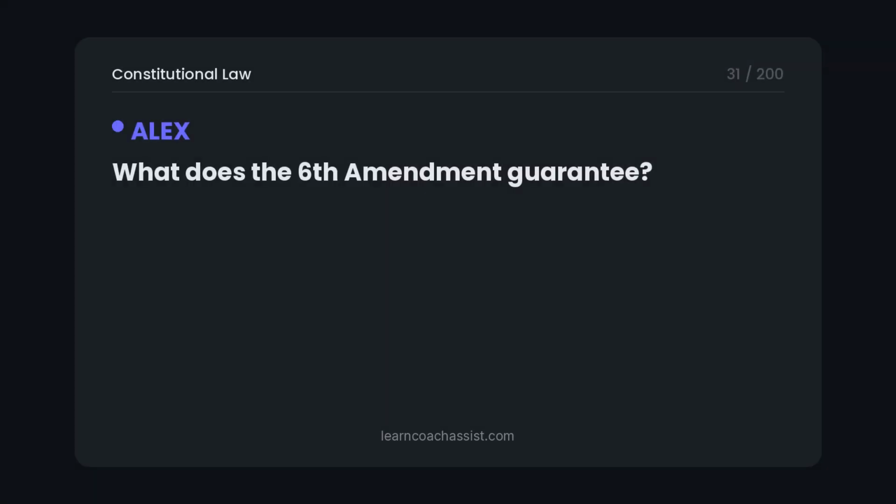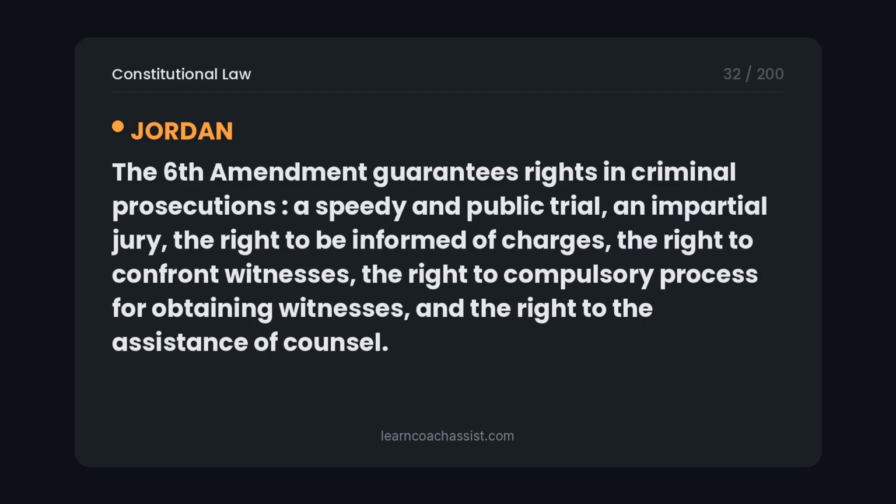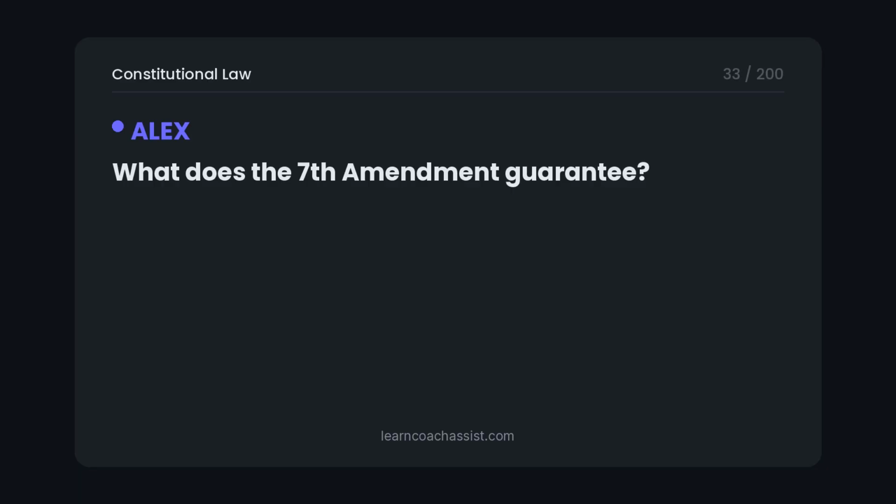What does the Sixth Amendment guarantee? The Sixth Amendment guarantees rights in criminal prosecutions: a speedy and public trial, an impartial jury, the right to be informed of charges, the right to confront witnesses, the right to compulsory process for obtaining witnesses, and the right to the assistance of counsel.